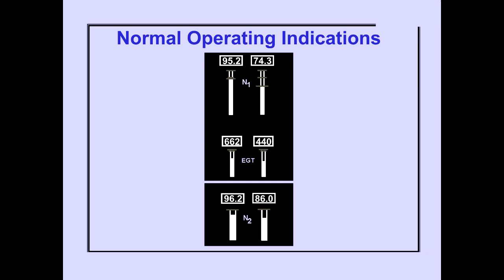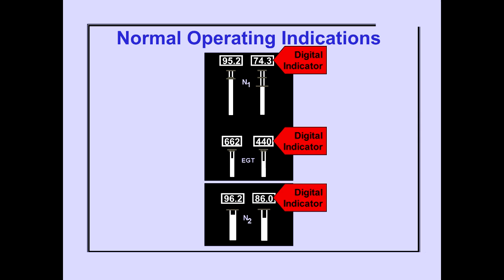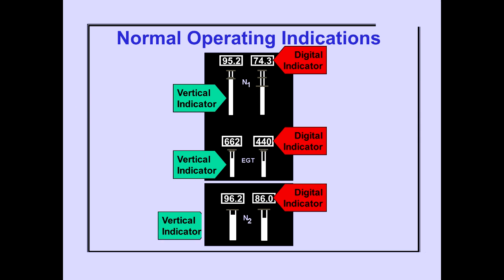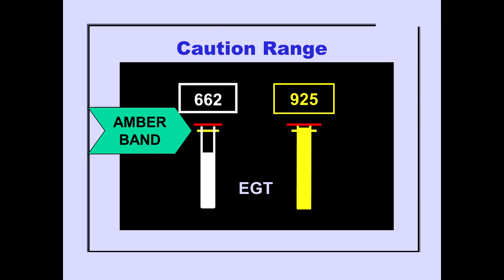Normal operating indications for N1, EGT, and N2 are displayed by white digital and vertical indicators. The digital indicators show numerical value, while the vertical indicators move to show relative value. The caution range is displayed as an amber band. When EGT enters the caution range, the indication changes color to amber.